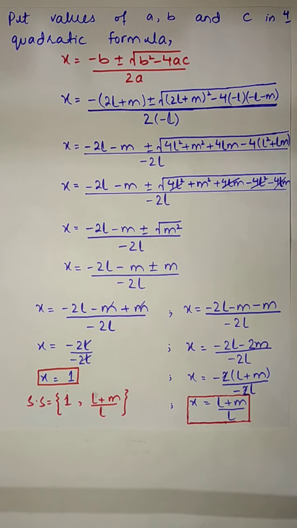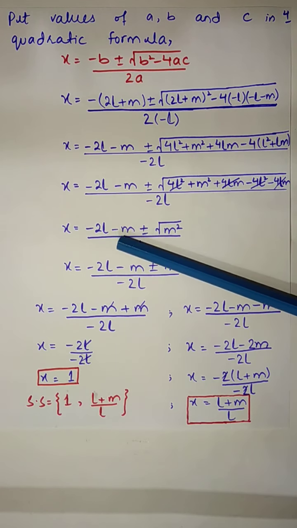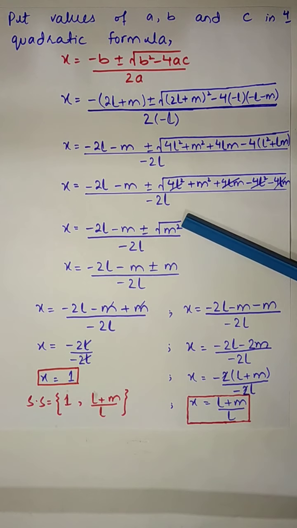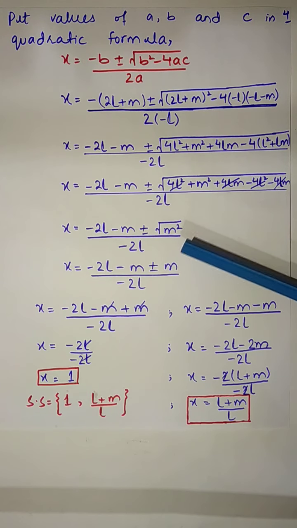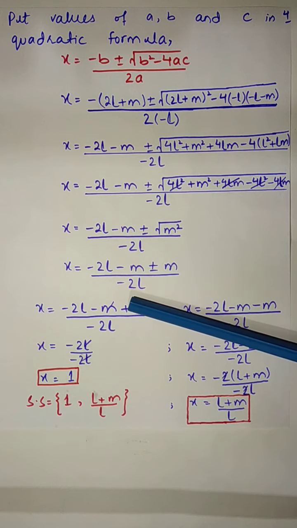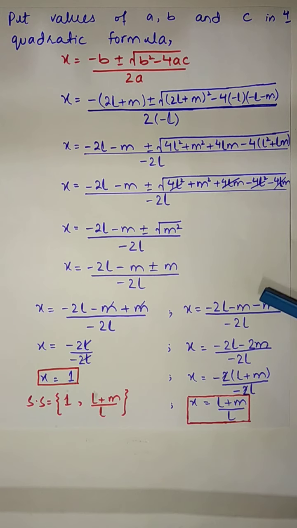And from this we get x is equal to minus 2L minus M plus minus under root of M square, that is left from the previous step. Now we know that the square root of M square is M. So we will write this, and all other terms are the same in this step also. Since this is with plus minus, we will write them separately, first with the plus sign and then with the minus sign.